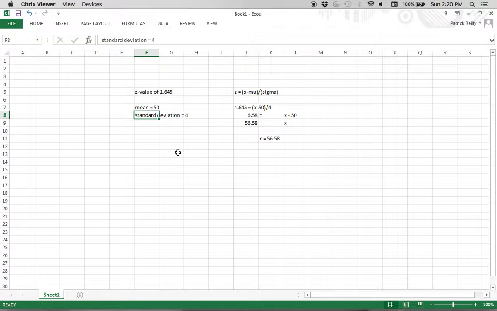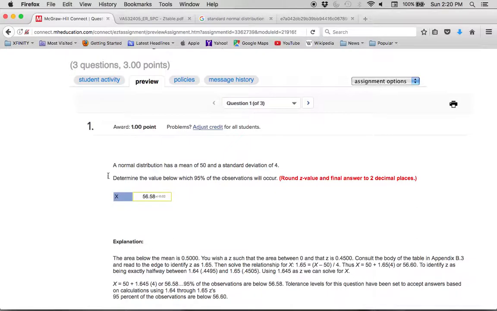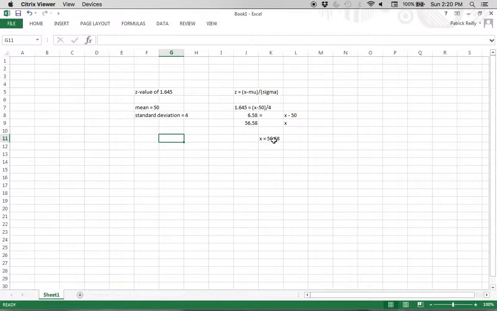Now, if they gave us two values and asked what proportion of the population lies between them, or something like that, that means we're starting with having to find the z values, right? So we're starting with this formula, but we have everything on the right-hand side, and then we find the z value, and then from the z value we can get the proportion of the population, right? Okay, so two problems related, but we're going the opposite way. Okay, let's see if we're right. 56.58, and we had 56.58. That's correct.